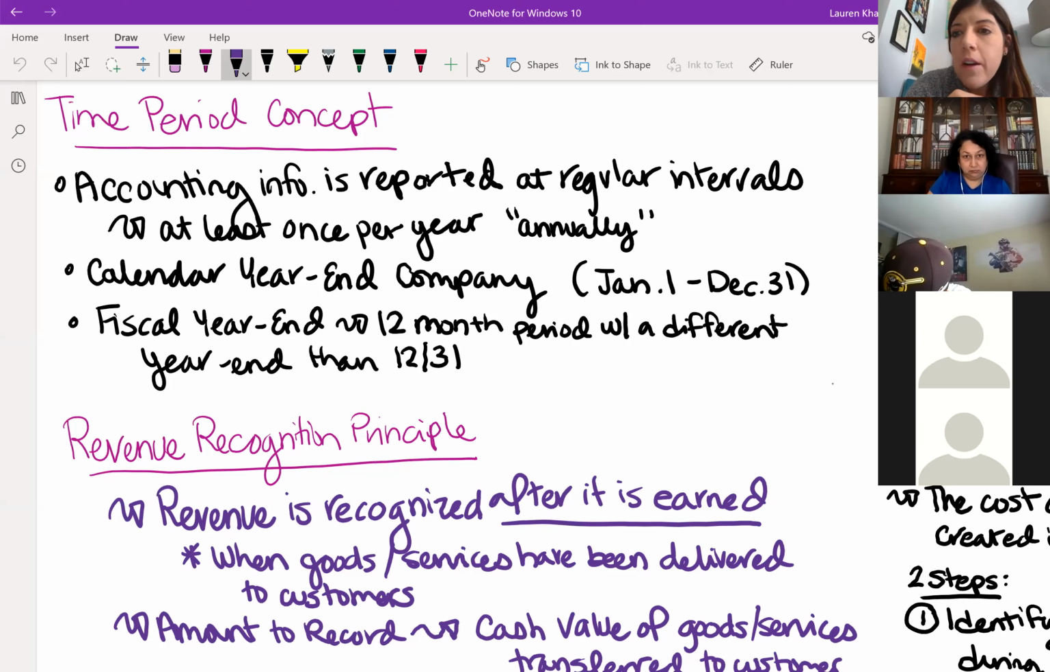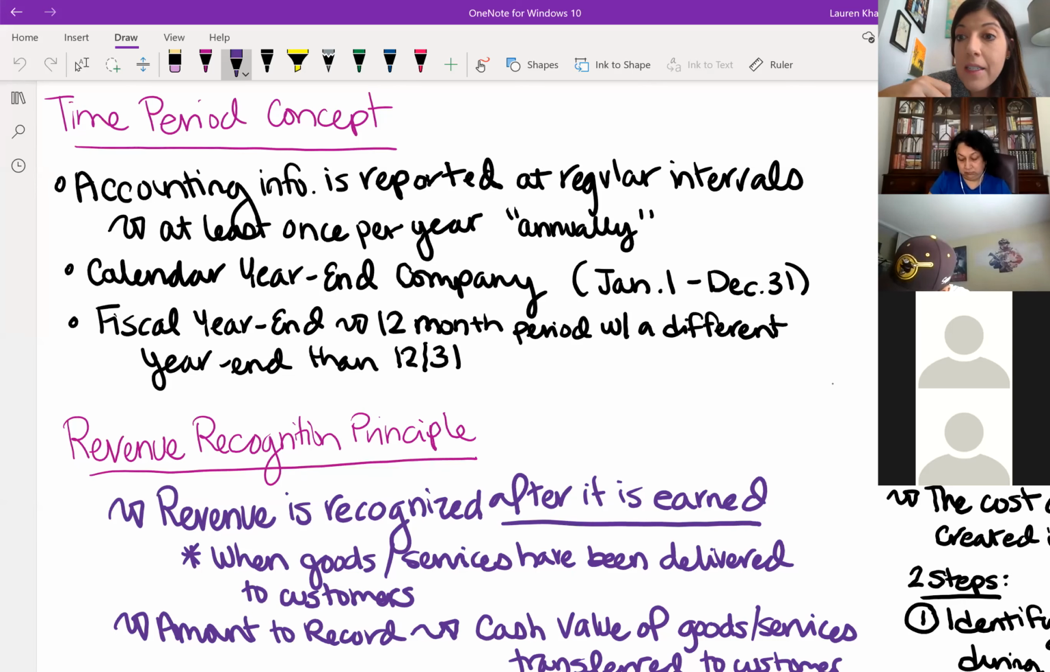For the time period concept, about 60% of companies are calendar year-end companies, meaning that their fiscal year starts on January 1st, and their year-end date is December 31st. So a good chunk of companies do have calendar year ends, meaning that their busy season, when they need their audits prepared, is during the first 3 to 4 months of the following year. That's when we're expected to turn around those financial statements and get them out to their investors and creditors.